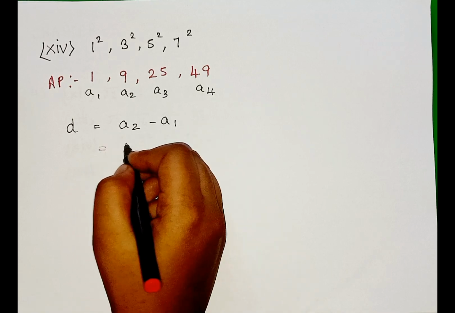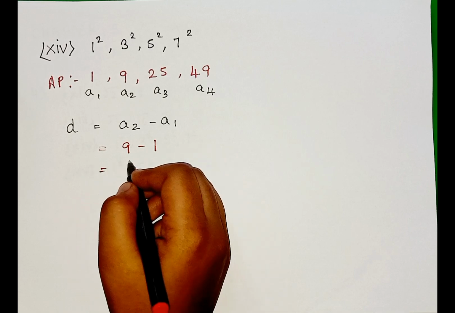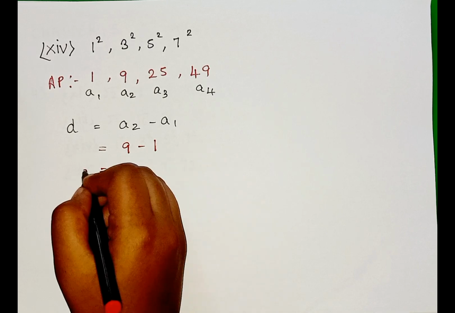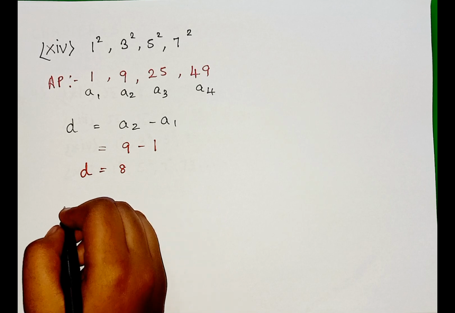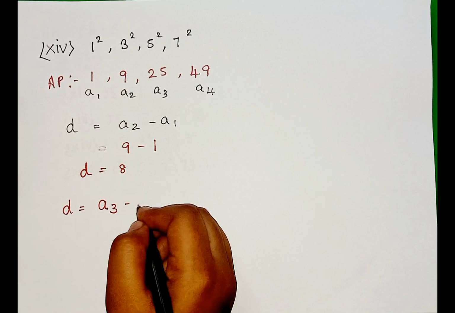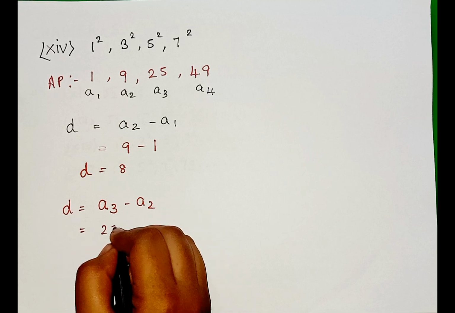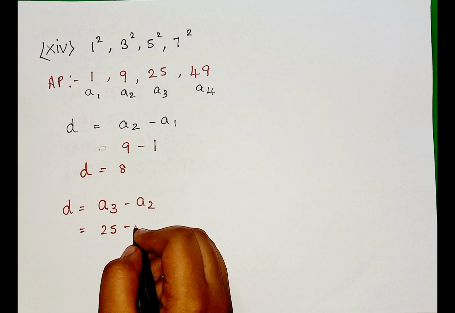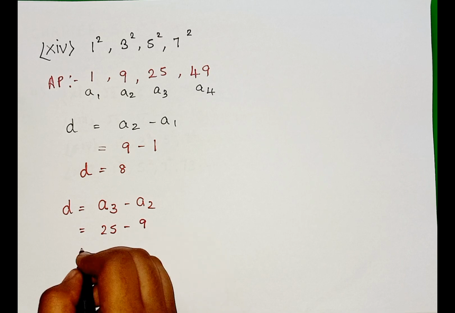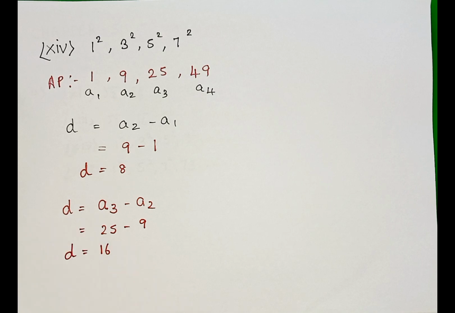Alright, so A2 value is 9 minus A1 value is 1. So 9 minus 1 is 8. So this is our D value. Okay, so now let us find another common difference, that is A3 minus A2. So here the A3 value is 25 minus A2 value is 9. So when we subtract it, we will get 16. This is our D value.